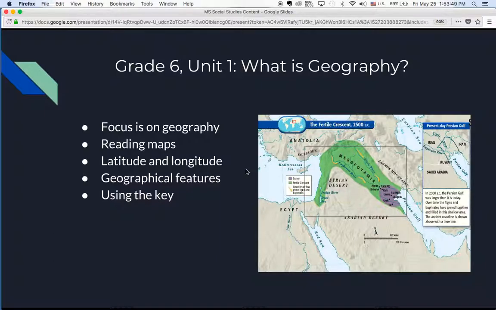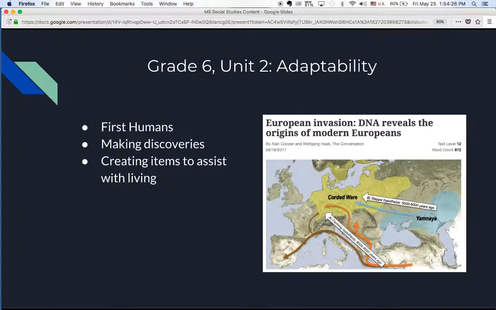And so geography is certainly a major part of that. They'll be reading maps, they'll be looking at different characteristics of maps, such as locations, coordinates, geographical features such as rivers, deserts, bodies of water, mountains, and so on. And then also the purpose of a key located on a map. And one of the things that we find is that students definitely need this as a foundation as they continue through with social studies.